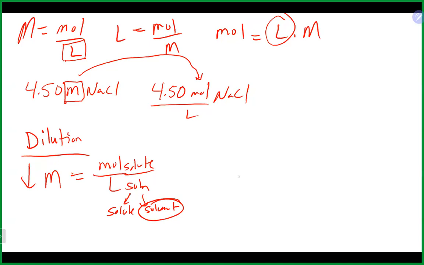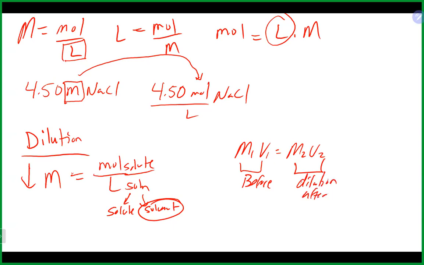The most commonly used equation for dilution is really M1V1 is equal to M2V2. This is usually before the dilution, the more concentrated stuff. This is usually after the dilution, and that is obviously your more diluted situation. The M's there are molarity, the V's there are volume.